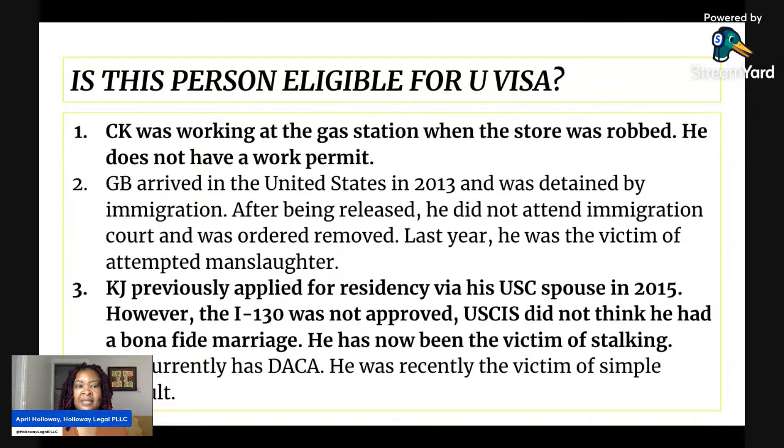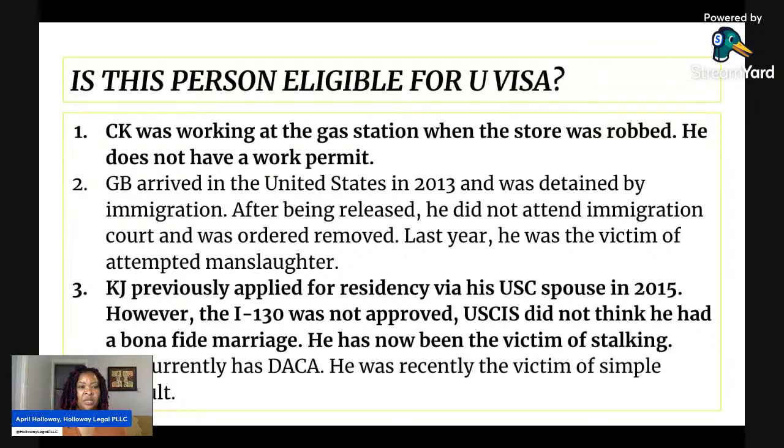That second sentence, he does not have a work permit, is a throwaway. It does not matter whether CK has a work permit or not. It doesn't even matter how CK arrived in the United States. He may still be eligible for a U visa if that robbery can be turned into a qualifying criminal activity.